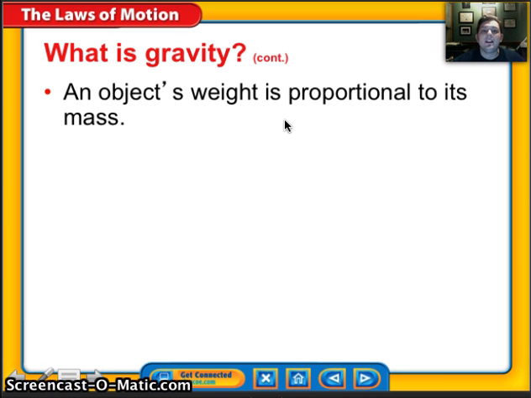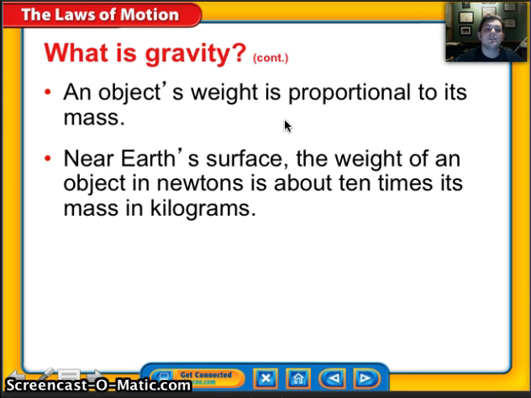Now, an object's weight is proportional to its mass. The more mass you have, the more you're going to weigh. I weigh less than a car, but a lot of kids weigh less than me because I'm a lot larger than them. My mass is more. When you're near the Earth's surface, the weight of an object in newtons is about 10 times its mass in kilograms. So we'll talk about that later.